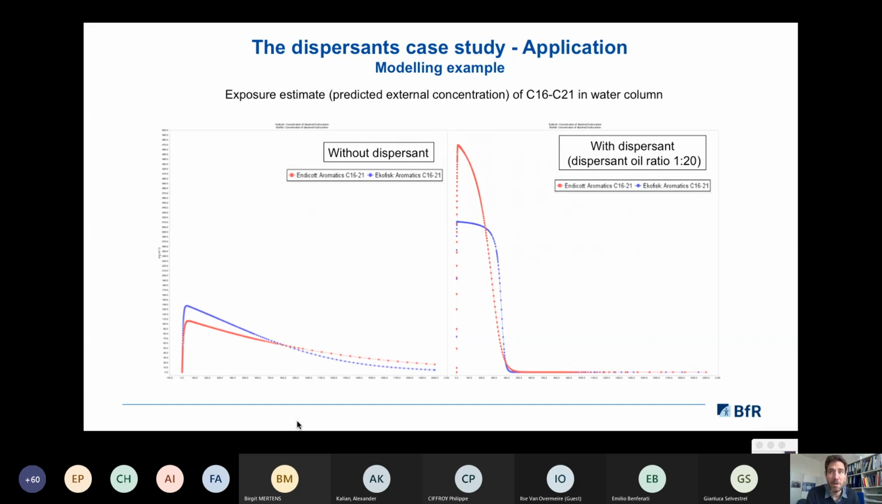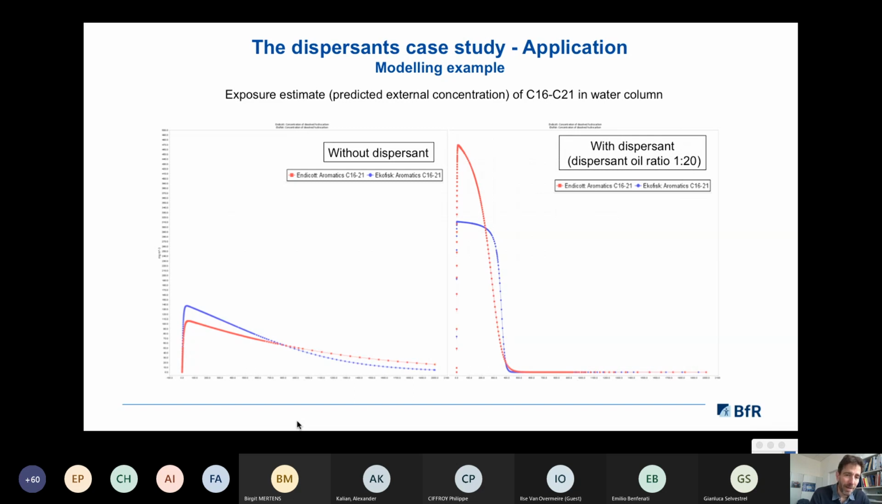Of course, it depends on the specific scenario you're looking at. So which amount of oil is regarded, how large is the area over which the oil distributes. And here we have, well, the axes are not visible. On the y-axis you have the concentration, and on the x-axis you have the time. The red one and the blue one are different oil types, and here we have just represented the aromatic fraction of C16 to C21 compounds.